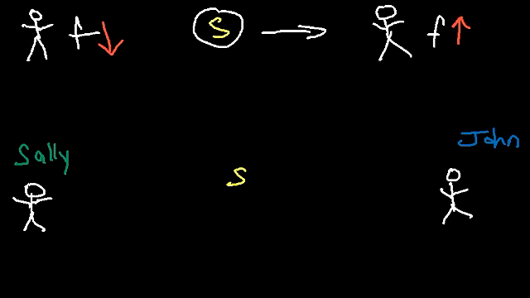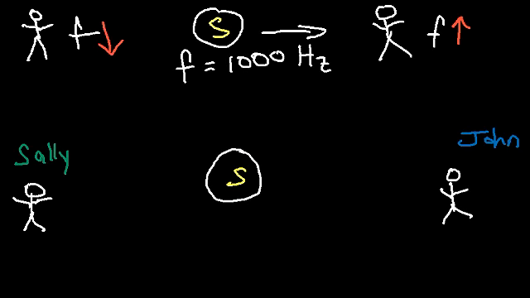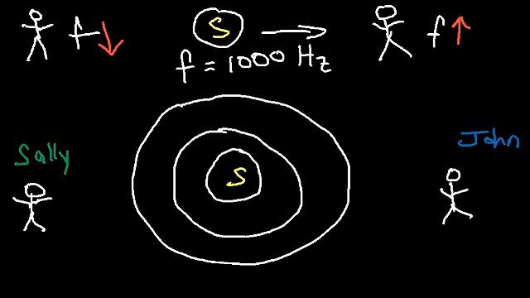Now, when the source is at rest, John and Sally will hear the same frequency. Let's say the frequency is about 1,000 hertz. The distance between each circle represents the wavelength. So when a source is not moving, notice that the circles are evenly apart. So John and Sally will hear the same frequency.